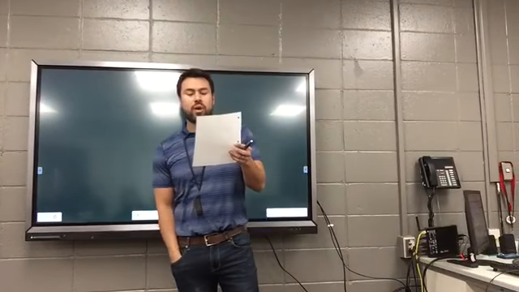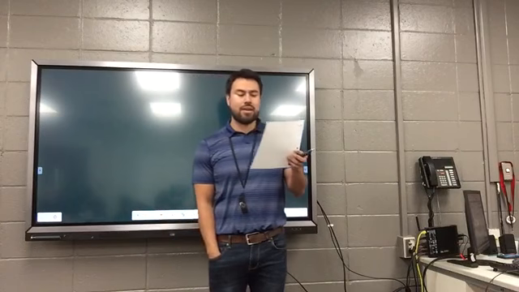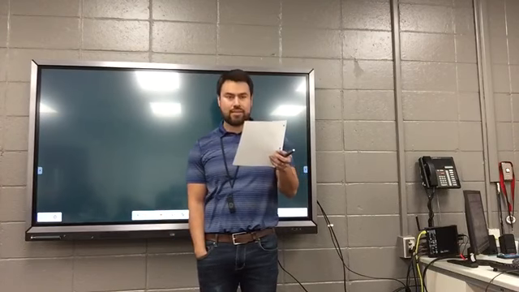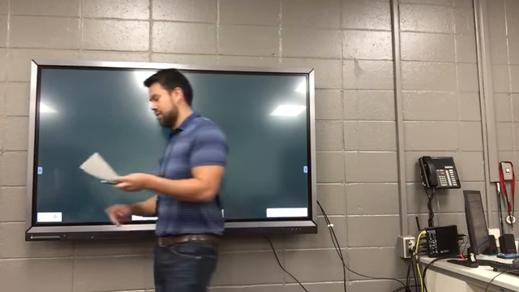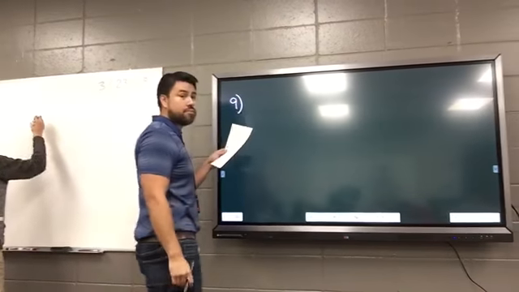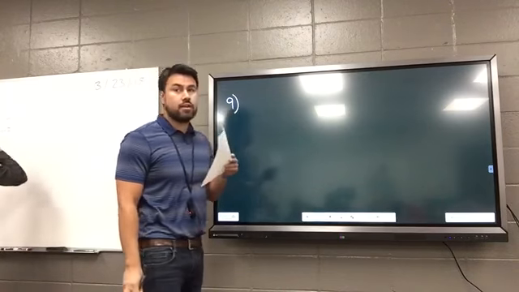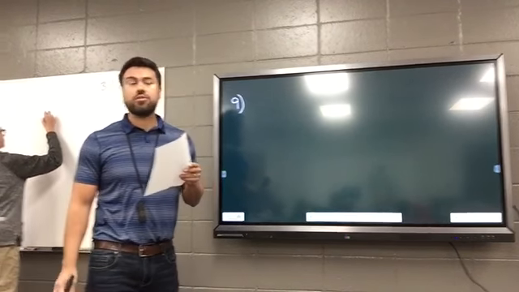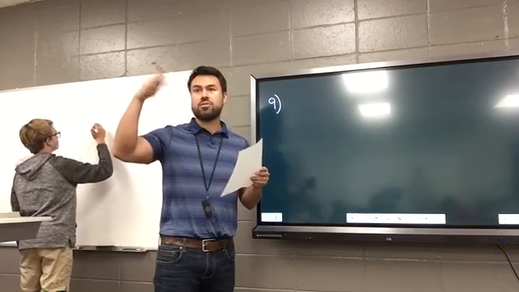It's 2m squared plus 7m plus 3 divided by m plus 2. Wait, can we divide it out if we want to? No, this one you're going to have to divide out. There's no common factors to get rid of.